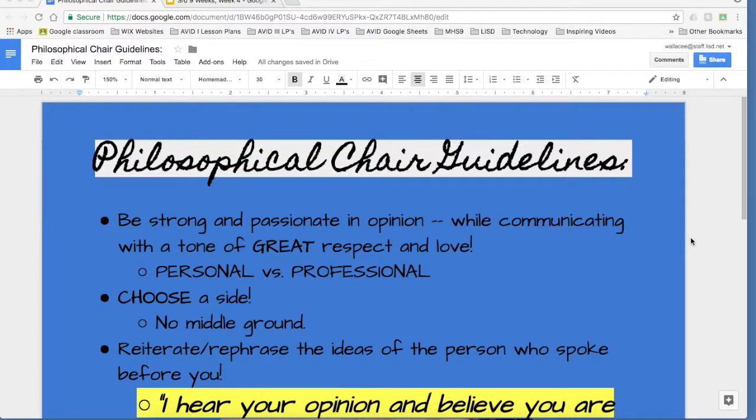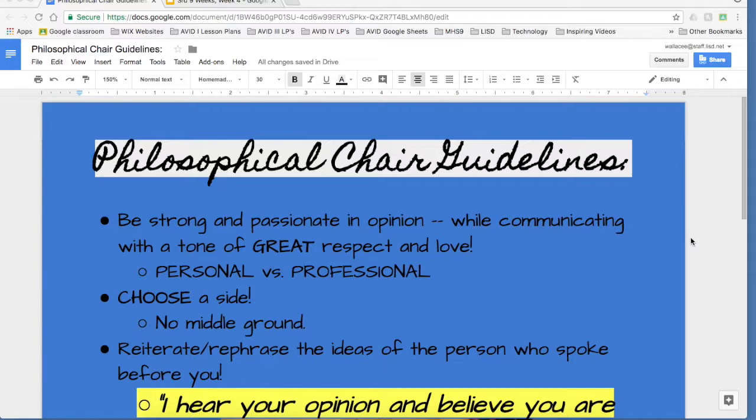Some of you have asked me about an AVID strategy that we referred to at the beginning of the year called philosophical chairs that we do with our students. I just want to share with you an example and some details about it. First off, philosophical chairs is a great controlled debate activity. There will be two sides in the room.